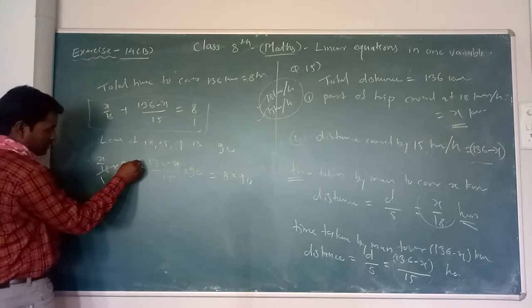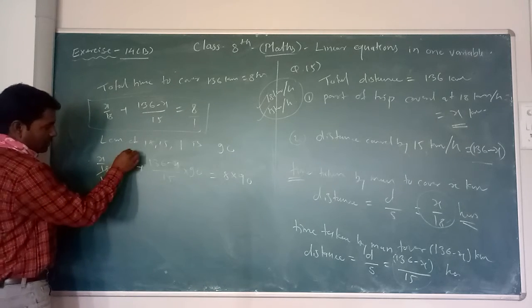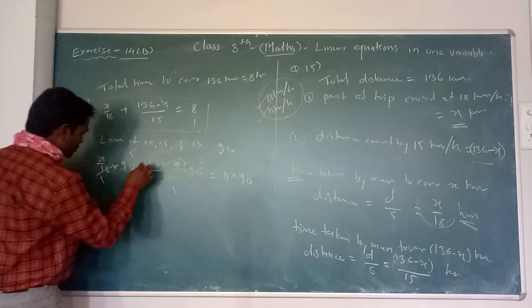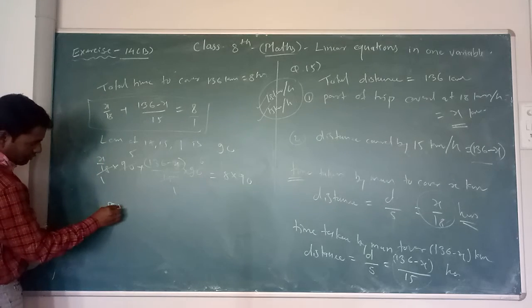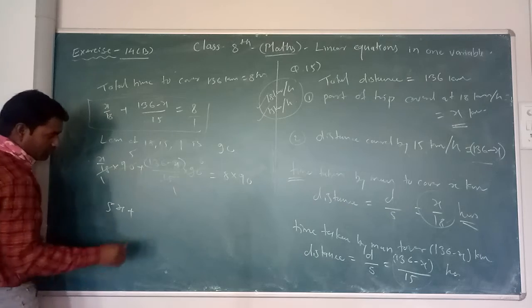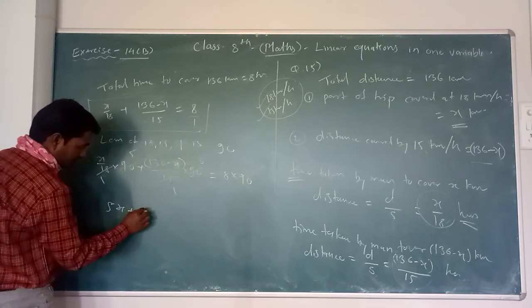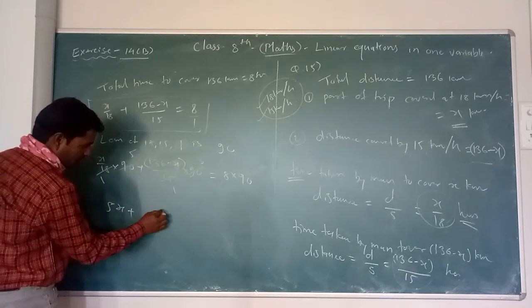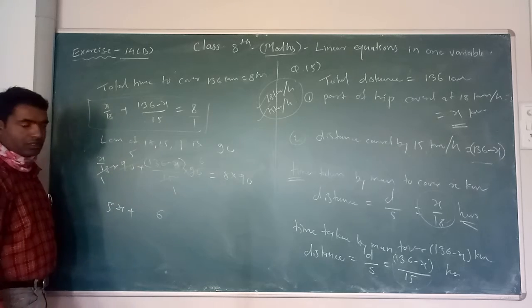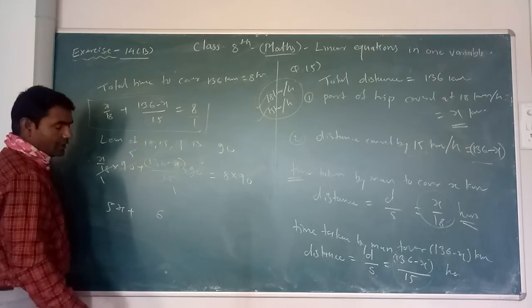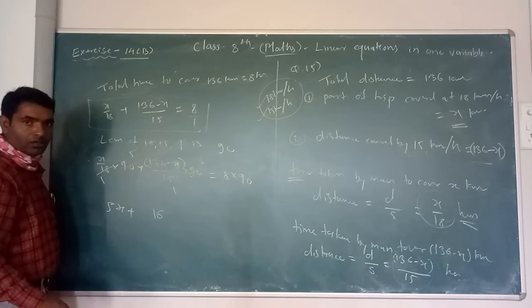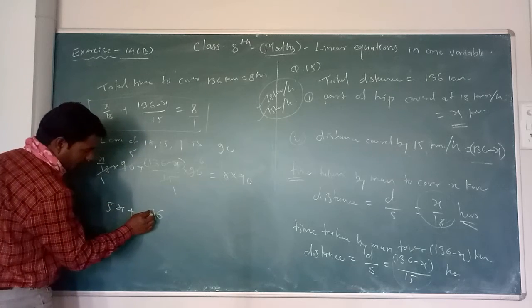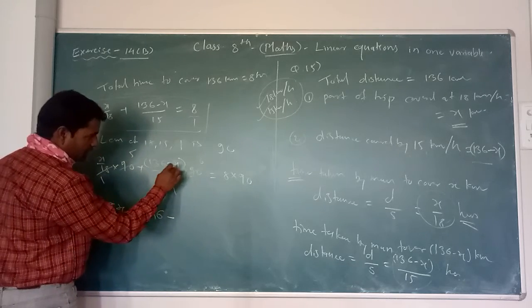So 18 5 times is 90, 15 6 times is 90. Here is the bracket suppose. Now x into 5, 5x. 6 into 136, how much? 6 6s are 36, 3 carry. 6 3s are 18, 18 plus 3 is 21, write 1 and 2 carry. 6 1 is 6, 6 plus 2 is 8. So 816. Minus 6 into x, 6x.